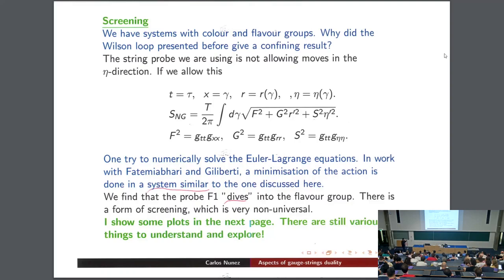Okay? The trick here is that the string probe we were using in the beginning for the Wilson loop is allowed to move in the radial direction, giving the usual Wilson loop, whilst the string also wants to move in the direction of the quiver. Let me call it eta here. It's one of these directions in the gravity background. So if you allow the string to move both in the radial direction, the usual Wilson loop, and in the quiver direction, you have a more complicated action. You still have a conserved Hamiltonian, but it's not enough to solve the problem completely.